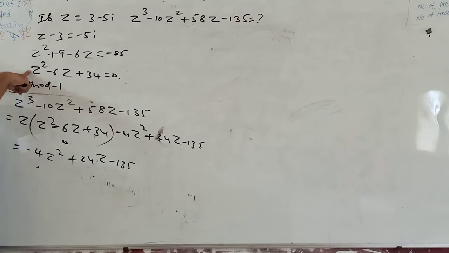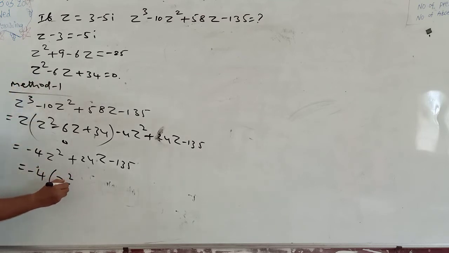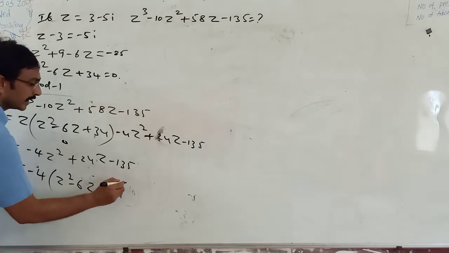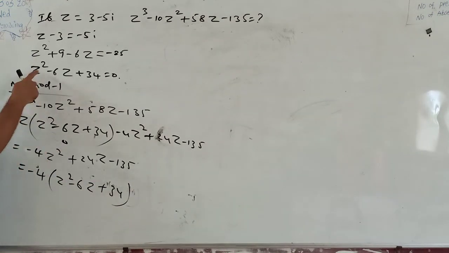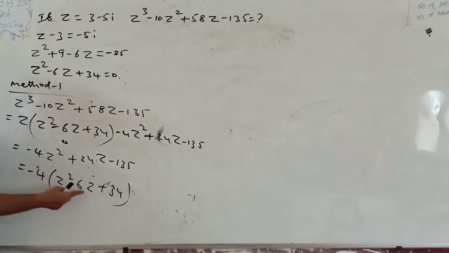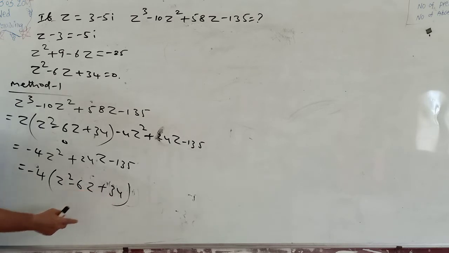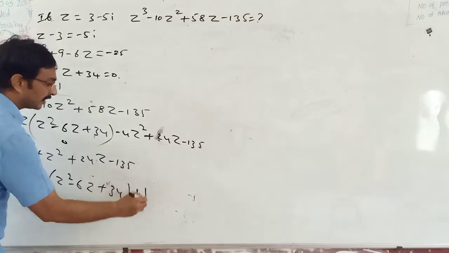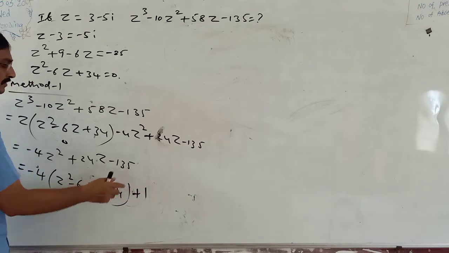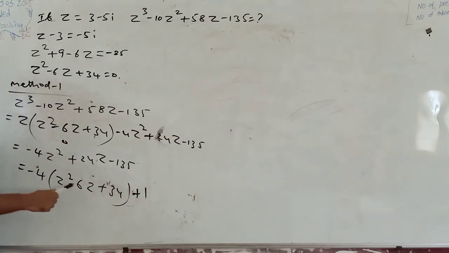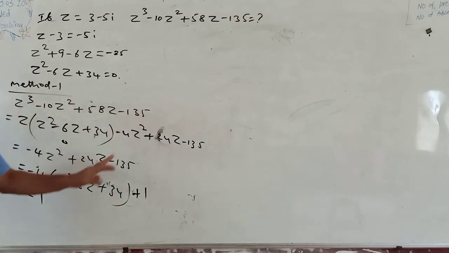Again, the first term is z square, but here it is minus 4z square. So minus 4 into z square minus 6z plus 34. Now balance: minus 4z square, clear, plus 24z, okay, minus 136. But there is minus 135. Therefore, for balance we have to add plus 1: minus 136 plus 1 is minus 135. Now the value of this one is 0, so minus 4 into 0 is 0, plus 1. The answer is plus 1.